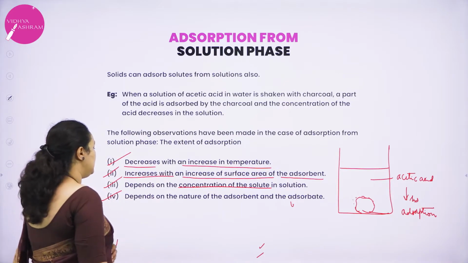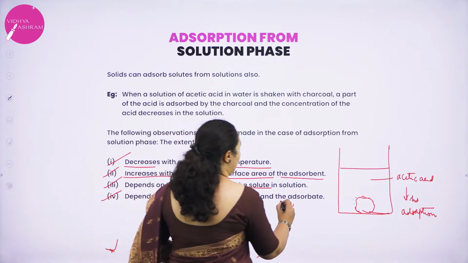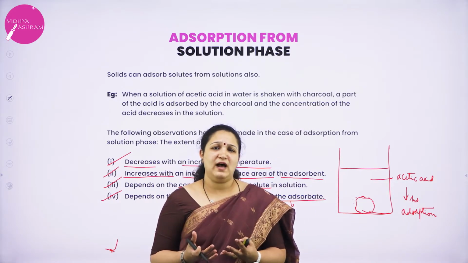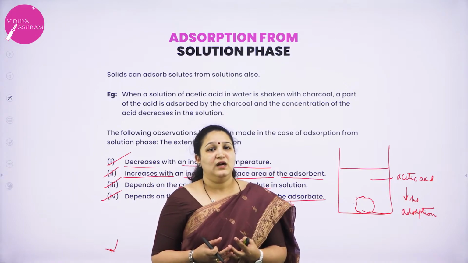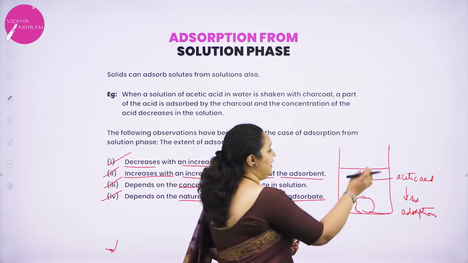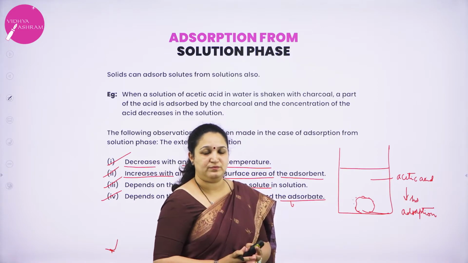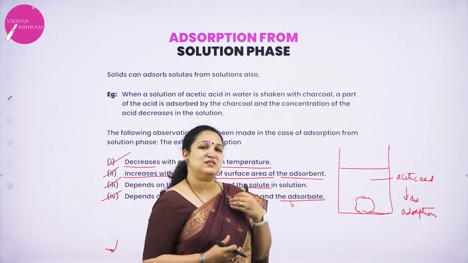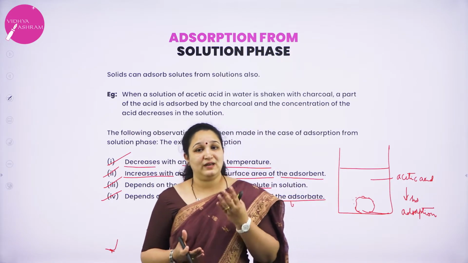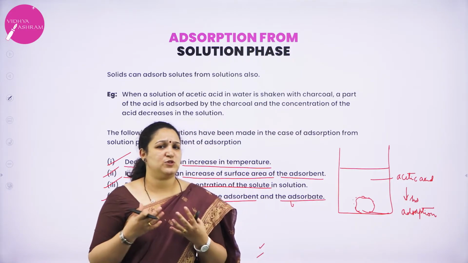The fourth observation is that adsorption depends on the nature of the adsorbent and the adsorbate. It was observed that some of the acids, or some of the solute particles, did not get adsorbed at all on activated charcoal. So what is the adsorbate and what is the adsorbent there, where the process of adsorption should happen? Okay, you should be very careful what adsorbate and what adsorbent you are using. The adsorption process also depends on the nature of the adsorbate and the adsorbent. So these were the observations which were made.